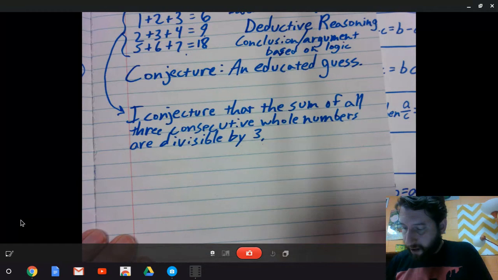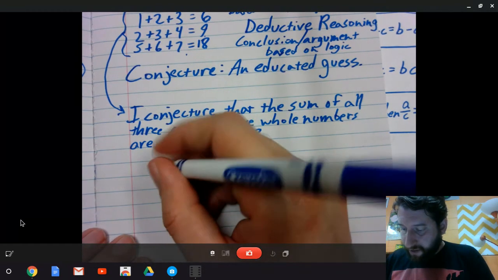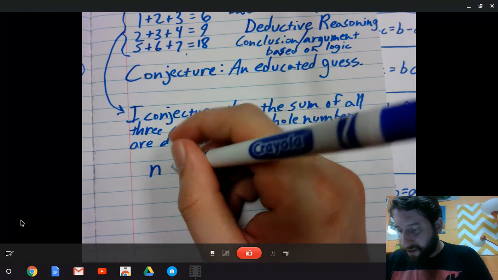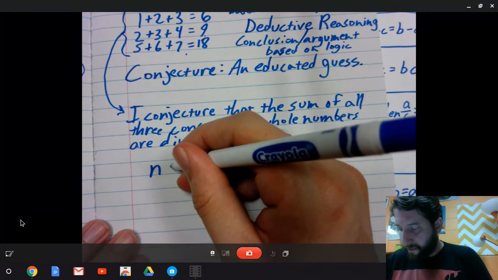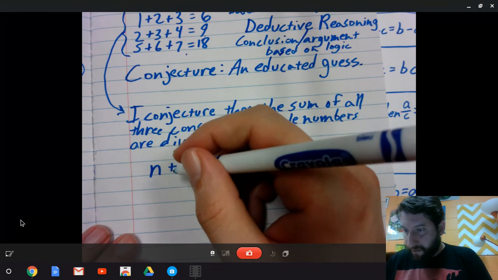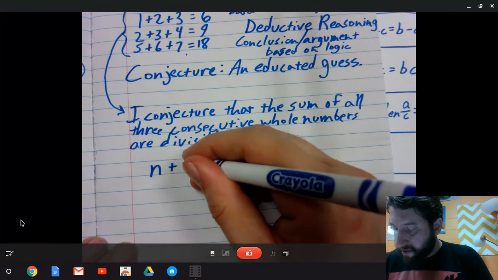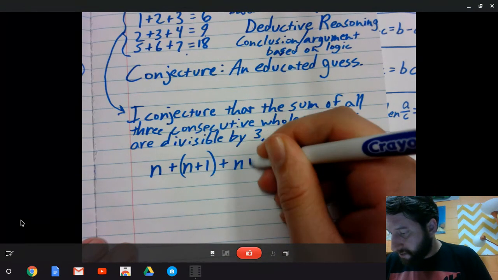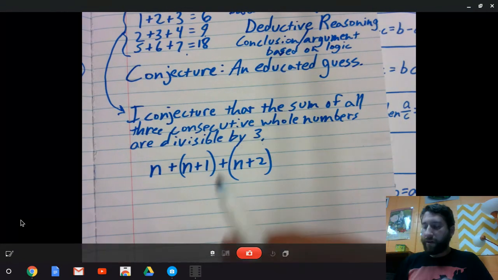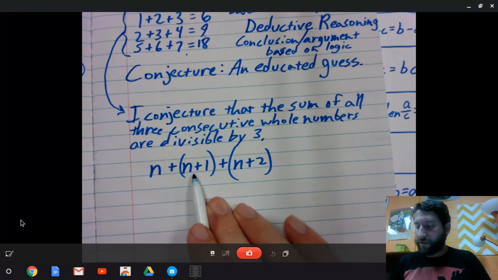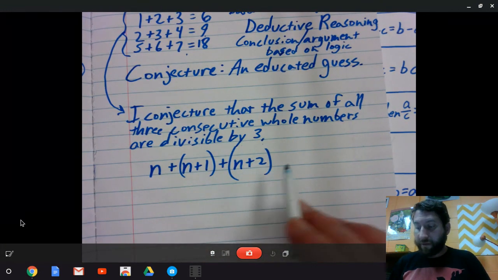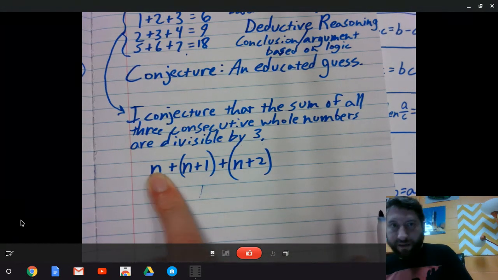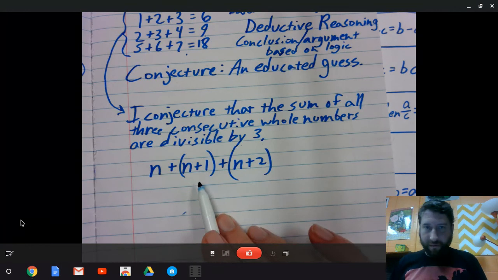Now, I can write this out. So let's use a little bit of algebra here. Let's use a variable. If I want to represent the sum of three consecutive whole numbers, I would have n plus n plus 1 plus n plus 2. So for example, if n is 1, I would have 1, then 1 plus 1 is 2, and then 1 plus 2 is 3. So I'd have 1, 2, 3. Right? So I can represent any three consecutive whole numbers using this right here.